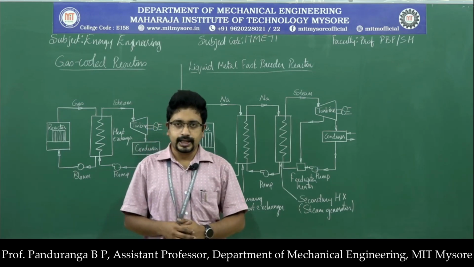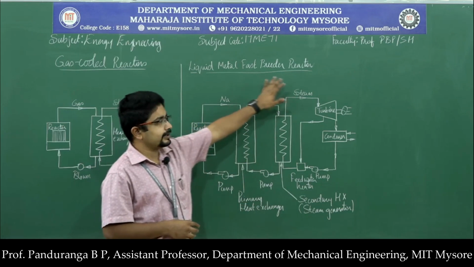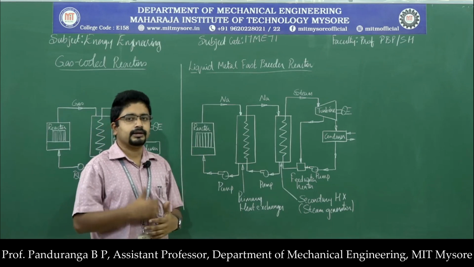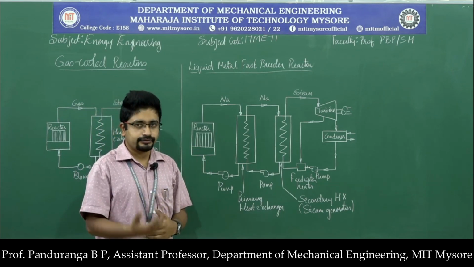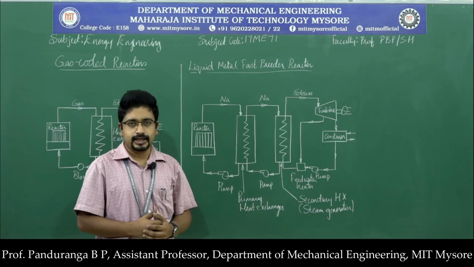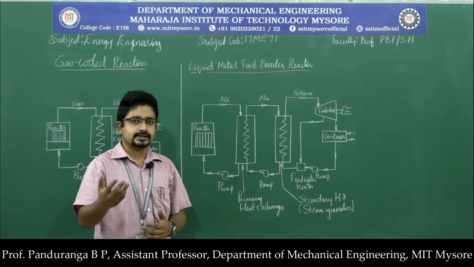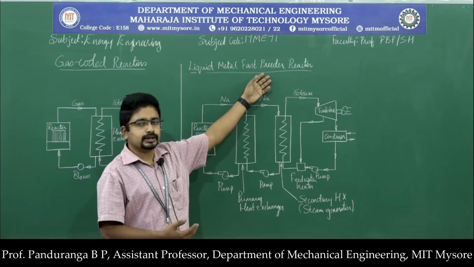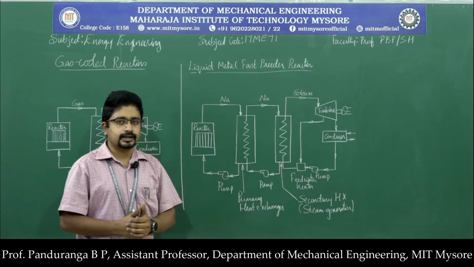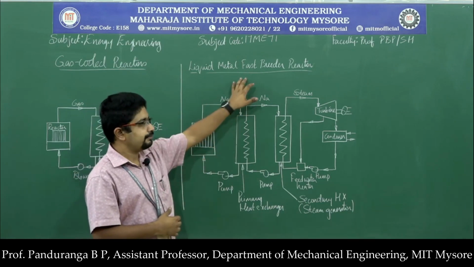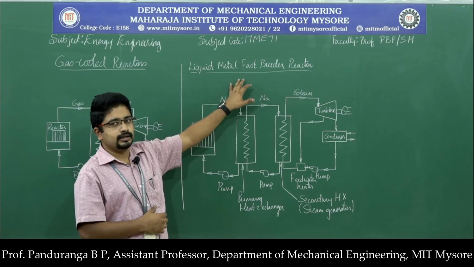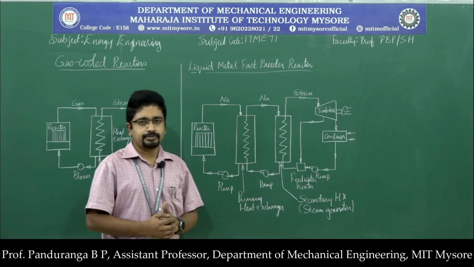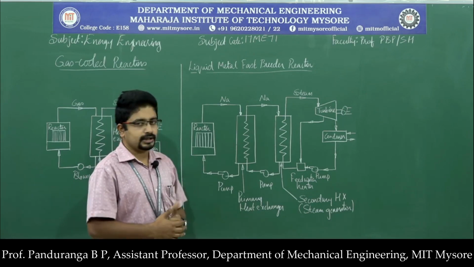We call them breeder reactors because the reaction which occurs inside the reactor will produce nuclear fuel for the next stage of reactors. For the next stage of reactors, they produce or breed the nuclear fuel. For that reason, we call them breeder reactors. And here we use fast moving neutrons for that purpose, hence the name fast breeder reactor.